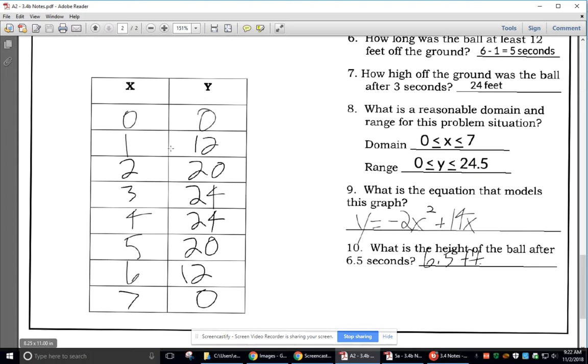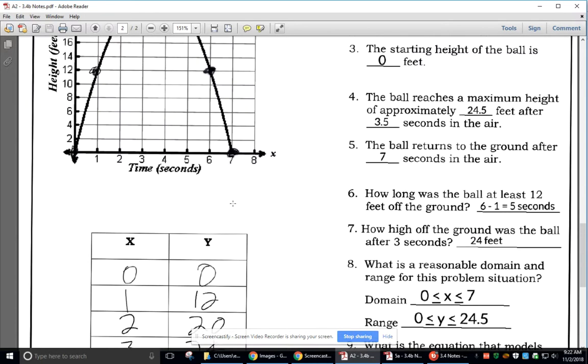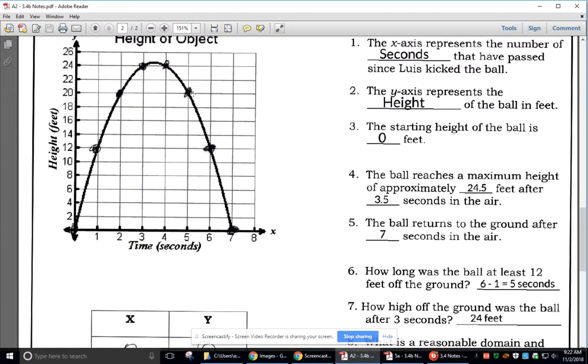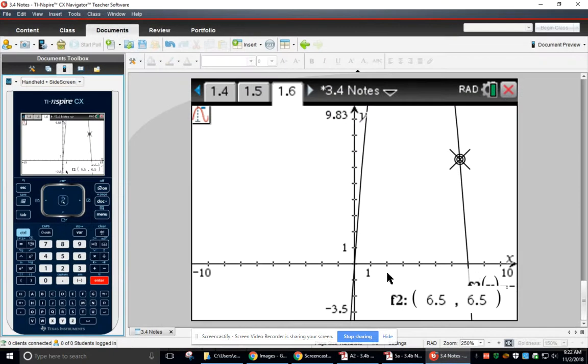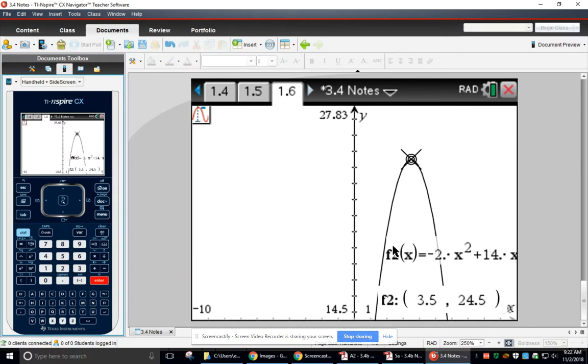And notice how I didn't put the vertex in there because I'm just estimating it. These other points I didn't have to estimate. They were spot on. They went right through the corners. But looking at it, at about 3.5 seconds, it does seem to go to about 24.5. And with the function that was given to us, if I type in 3.5, hey, look, 24.5. So I did a pretty good job estimating there.